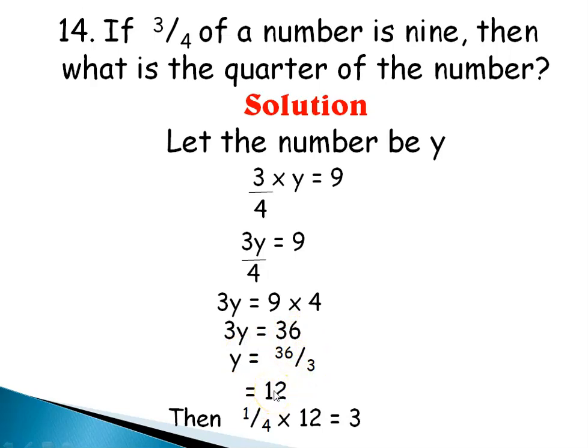But take note, I'm not just asked to look for y. I'm asked to find the quarter of the number. The number is 12, so I'll look for the quarter of 12. Quarter of 12 is 1 over 4 times 12. 4 here 1, 4 here 3. 3 times 1 is 3. So that is the quarter of the number. The quarter of the number is 3. Is that taken? Good.